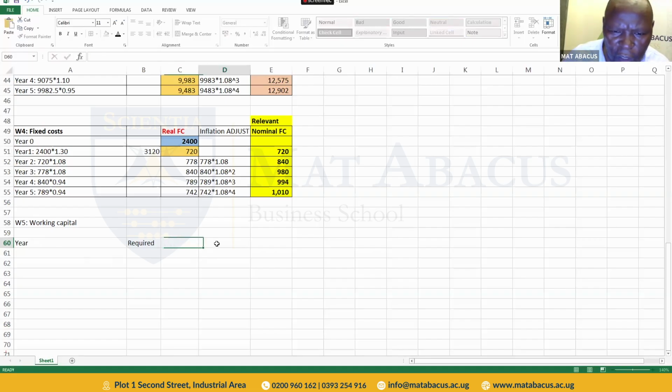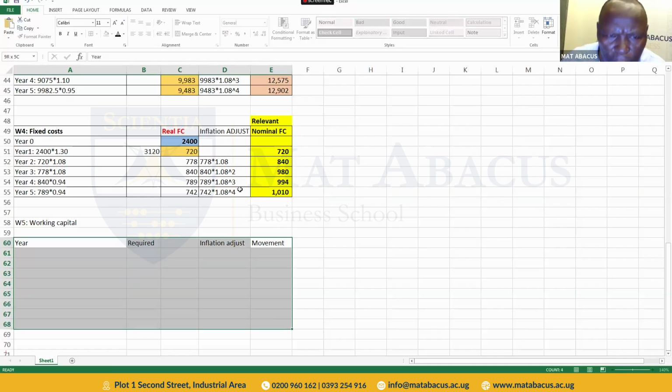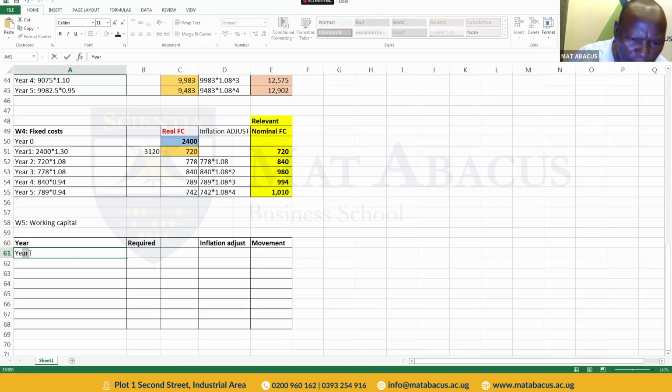Let me do it following the same format here. There's inflation adjustment. And then at the end of the day, we shall get the movement or the increase. This movement should have inflation in it. So let us start and see. We shall survive in Excel here. So in year 0, the required, the question is very clear. The required, we can go and look at it.